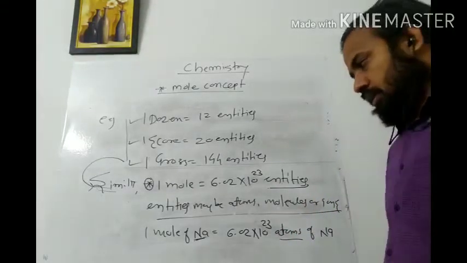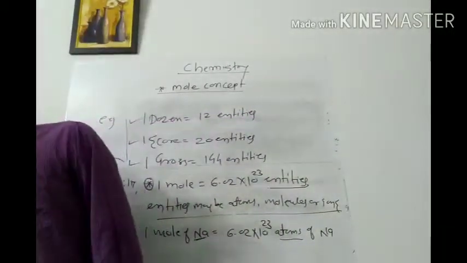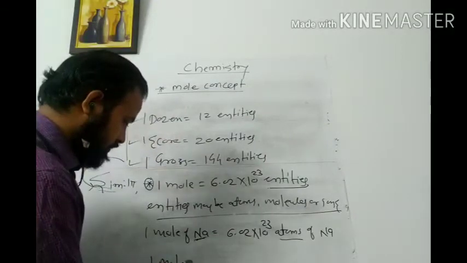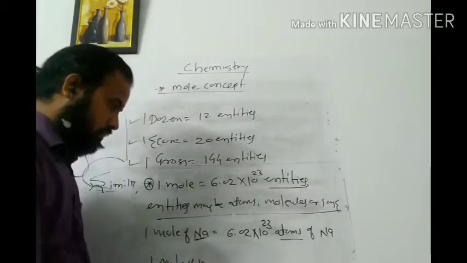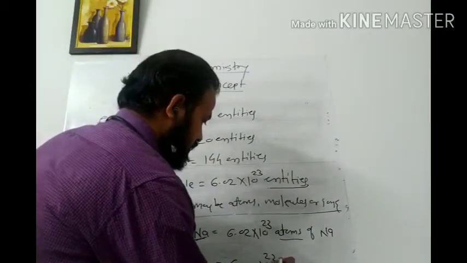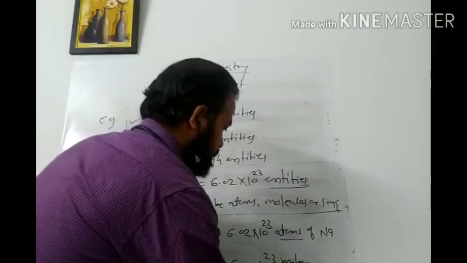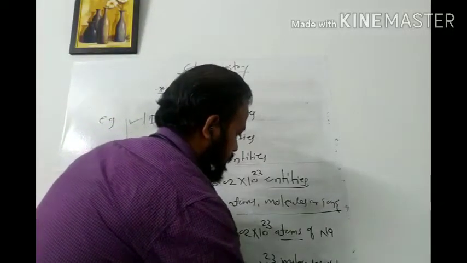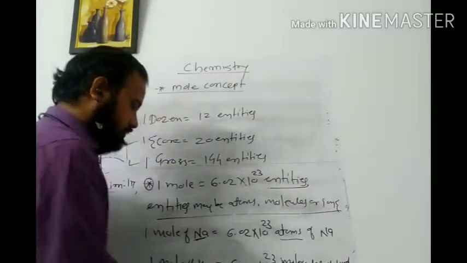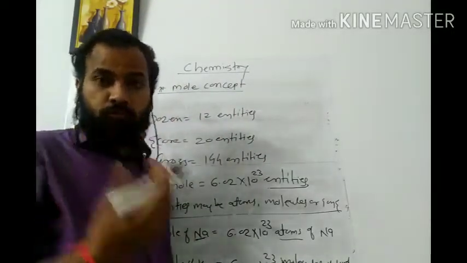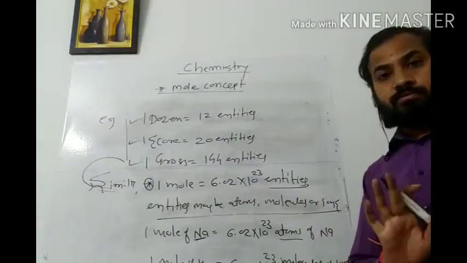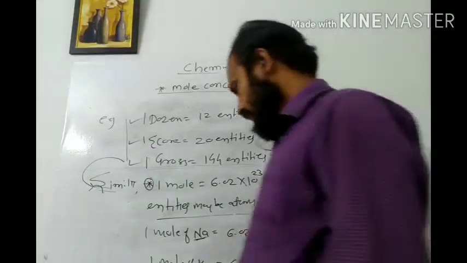Okay, so in this way I will give you one more example. 1 mole of H2, let us say 1 mole of hydrogen, is equal to 6.02 into 10 raised to 23 molecules of hydrogen. Now here, why am I writing molecules? Because hydrogen exists in the form of molecules. Now what should I do if I want to calculate the atoms? Okay, so let us see how we can calculate the atoms.